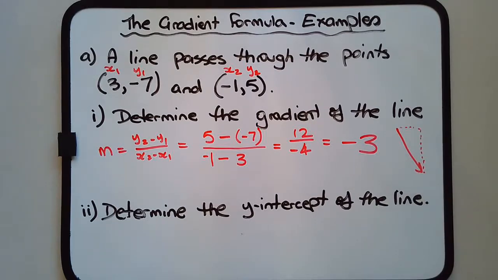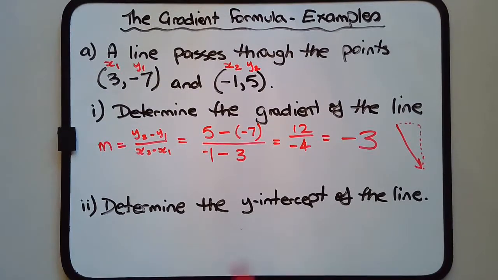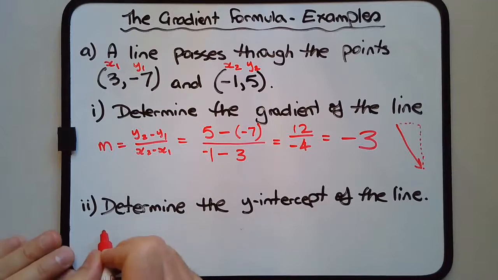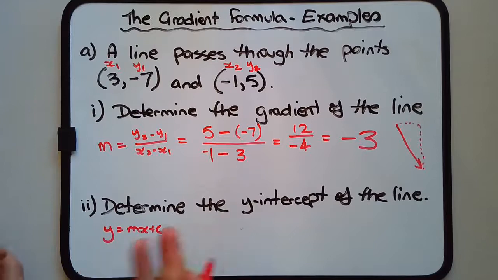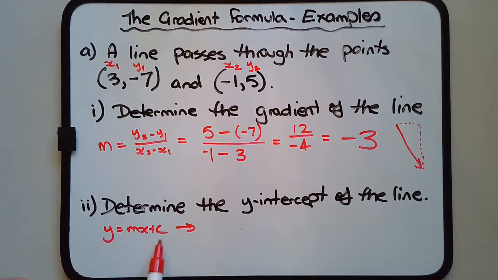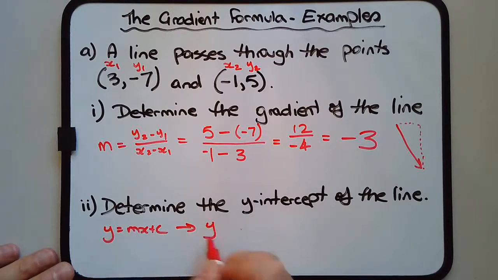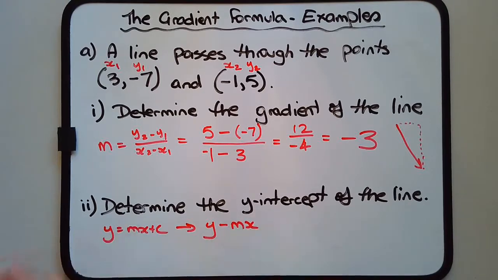Next, determine the y-intercept of the line. We know that the equation of the line is of the form y equals mx plus c. There's nothing unusual there. We're going to rearrange this equation because we want the c, which is the y-intercept. So let's move the mx over to the left-hand side. It looks like a positive, so let's do the opposite and make it a negative: y minus mx, subtracting mx from both sides, is equal to c.